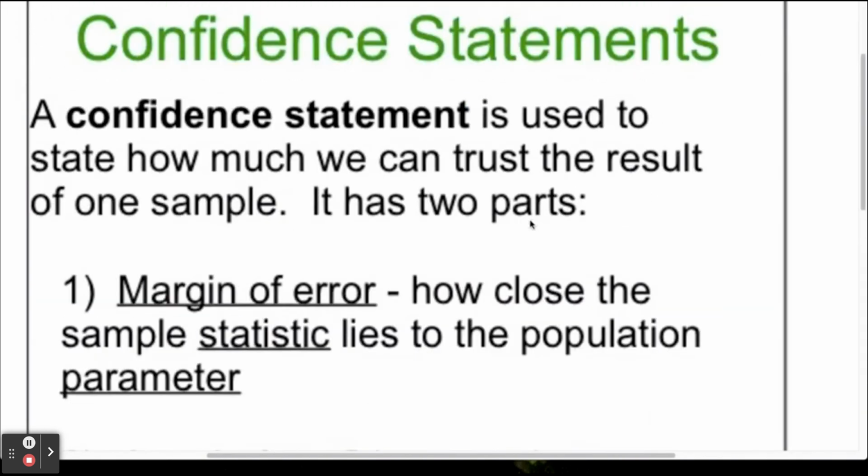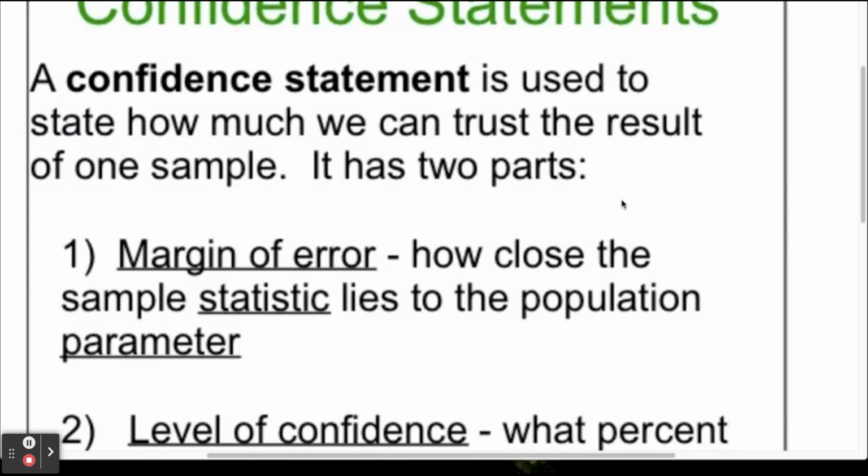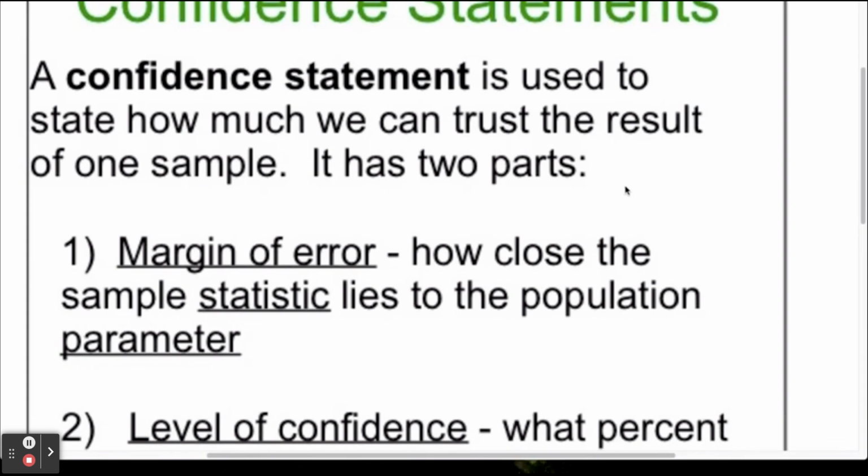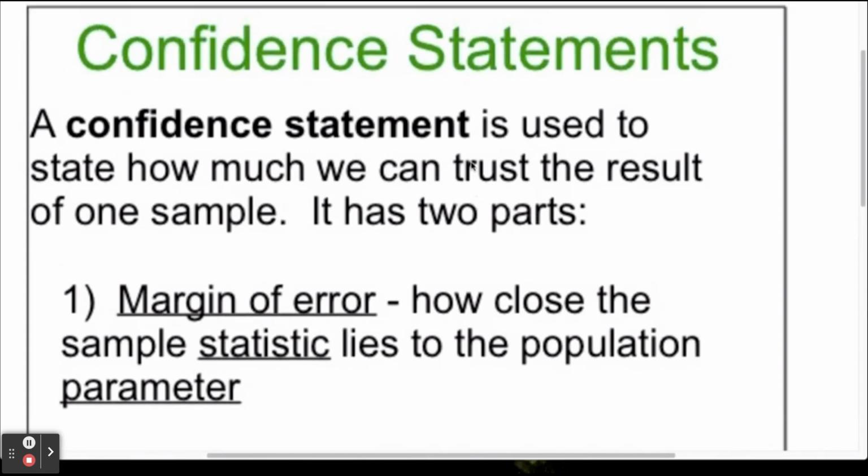Okay. Now, there are ways to calculate confidence statements. In fact, some of your friends that might be in AP statistics calculate confidence statements for different types of samples. But for us, we're just going to be using the same level of confidence each time. But I'm getting ahead of myself here. So a confidence statement is used to state how much we can trust the result of one sample. So quite literally, a confidence statement is how confident we are that the sample that we took is accurate. When I say accurate, I mean that it accurately portrays the population.